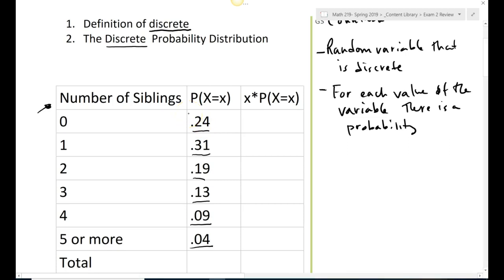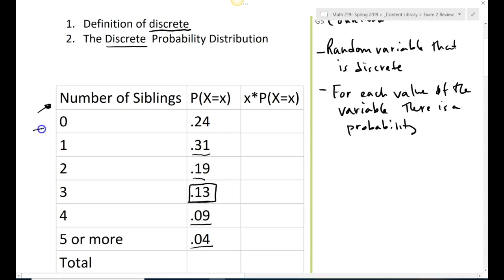Given that, we think about what that would be as a probability. The idea here is, if I were to pick somebody at random from the population, what are the chances that they would say they have 0 siblings? The probability that they would say they have 0 siblings is 0.24. What's the probability that the person chosen randomly would say they have 3 siblings? Well, that's 0.13. So that's basically how these are set up.